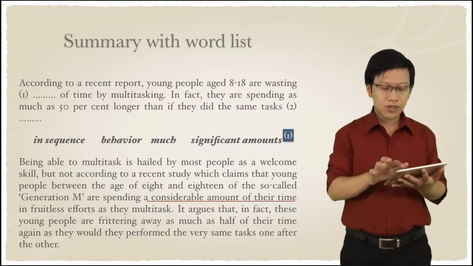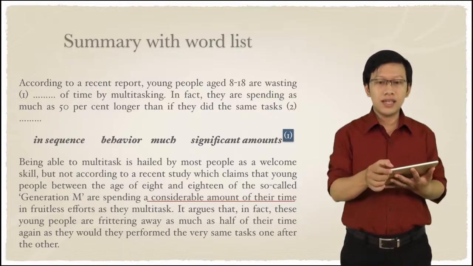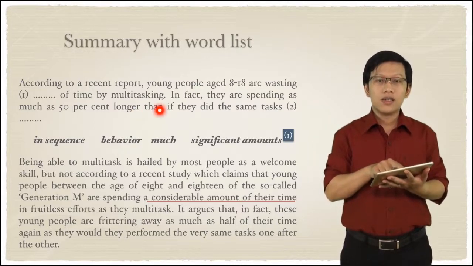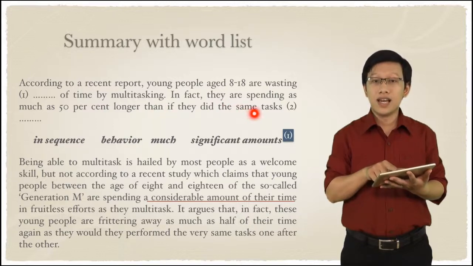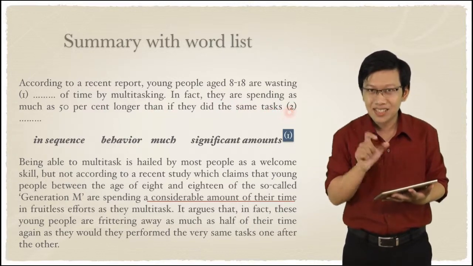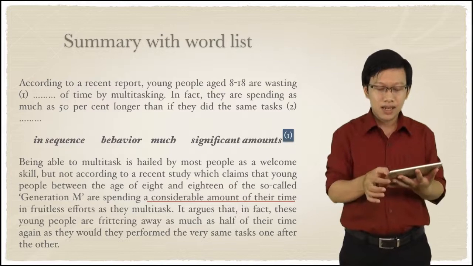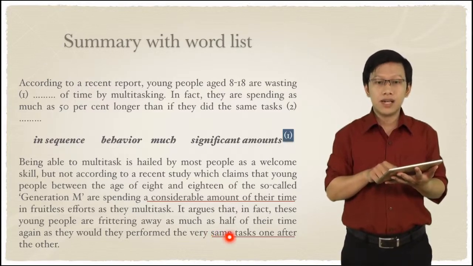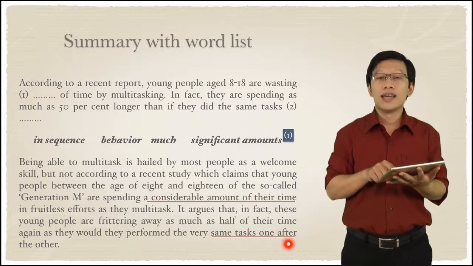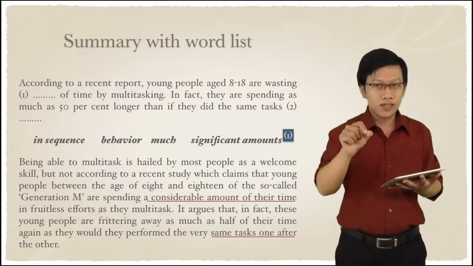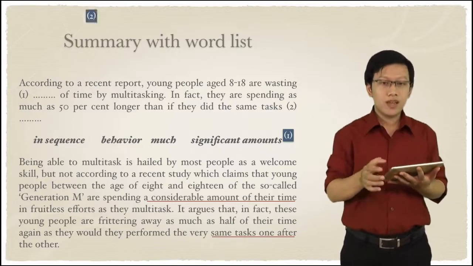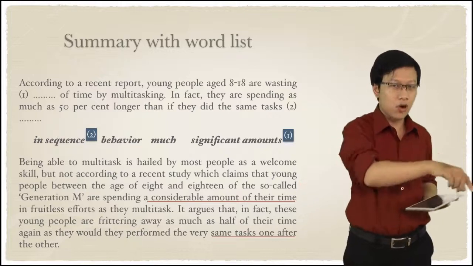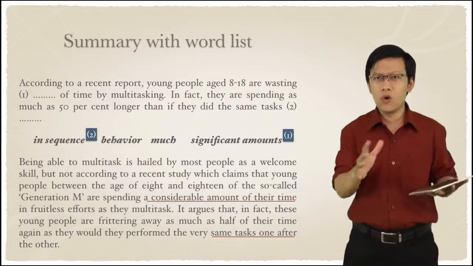If you continue to look, you're going to see that for number 2, longer if they did the same task. You look for the same task, and you will see that your information is somewhere near the end. The same task, one after another. And one after another means in sequence. One after another. 1, 2, 3, and 4. That means in sequence, in an order.